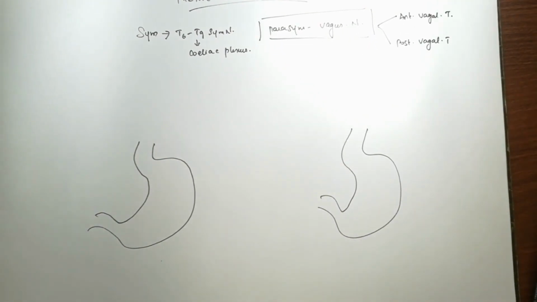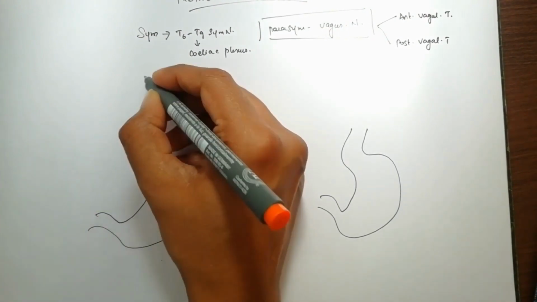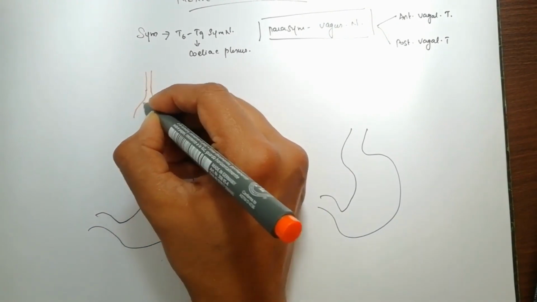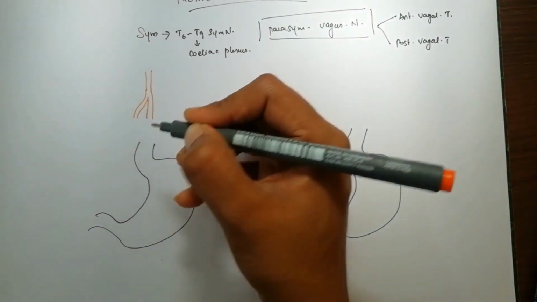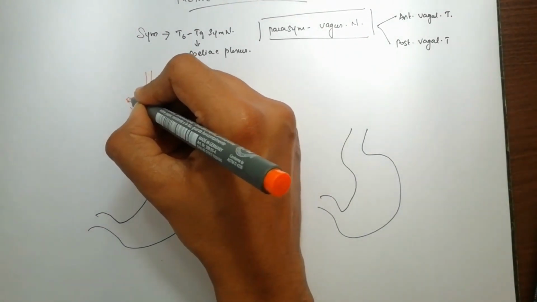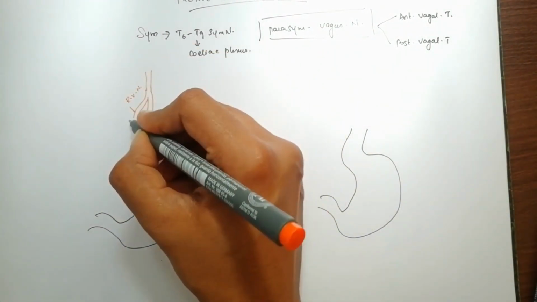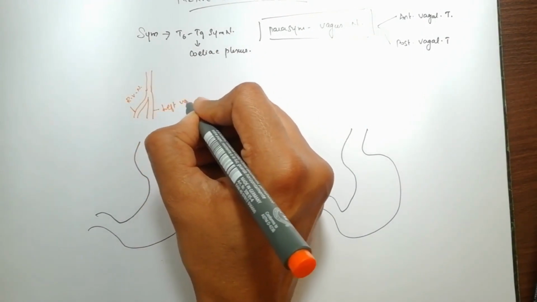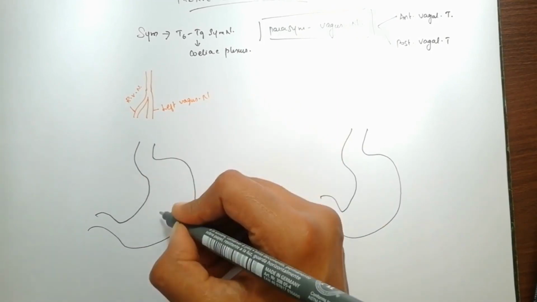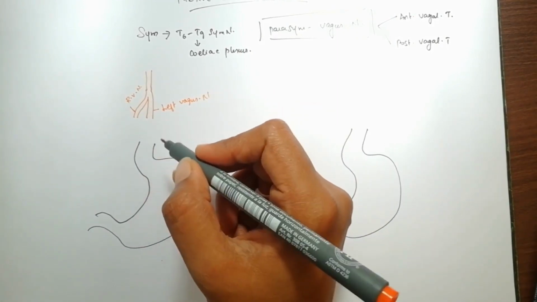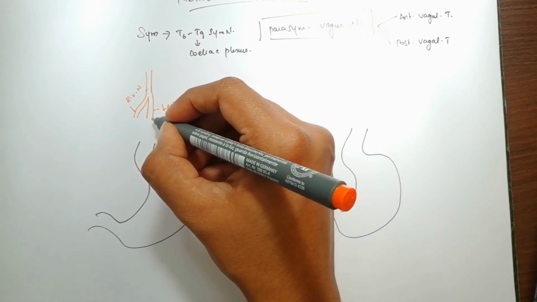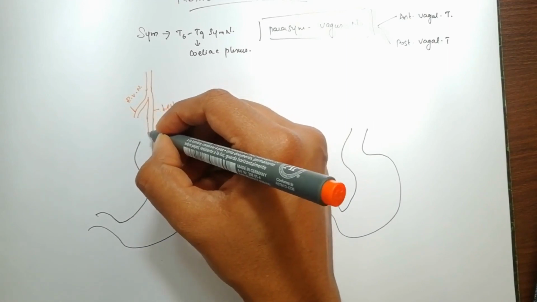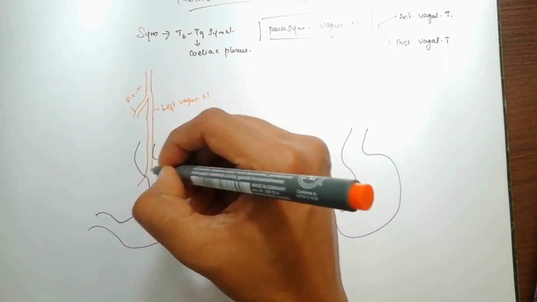Talking about the anterior vagal trunk, that is nothing but the left vagus nerve. First we have the vagus nerve, which divides into right and left vagus nerve. The right vagus goes posteriorly, so we call this the posterior vagal trunk. The left vagus nerve runs on the anterior aspect of the stomach, so we call that the anterior vagal trunk. It passes below, comes forwards, and reaches the lesser curvature.